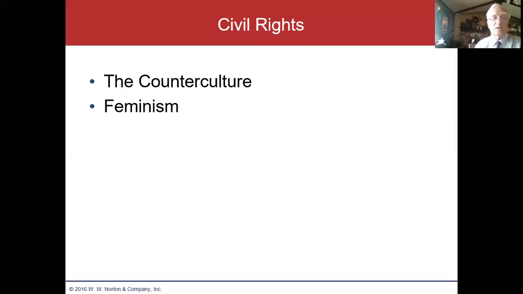The counterculture sometimes included the idea of communes, okay, or intentional communities. Thousands of hippies went to the countryside to find places to live. But most of the communes did not last very long.